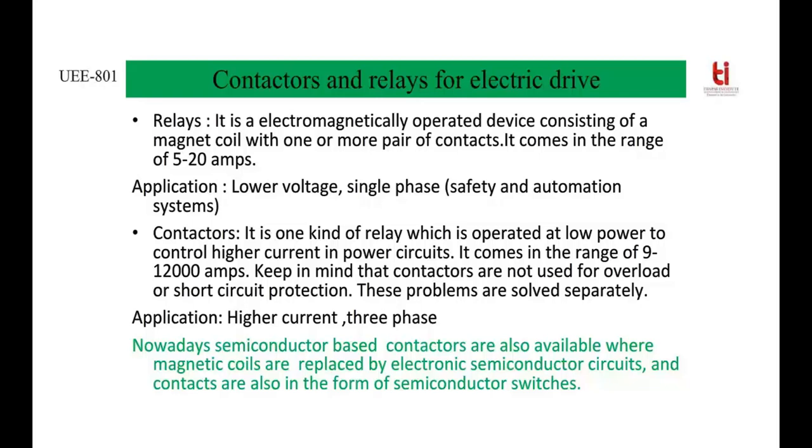The difference between relays and contactors is that relays are generally used for low power, low voltage, low current applications, but contactors are used for high power and high voltage applications. So we can say in a single phase system, relays are more suitable, and contactors are suitable for three phase systems. Relays of 5 to 20 amperes are available in the market, whereas the contactor range is from 9 to 12,000 amperes.